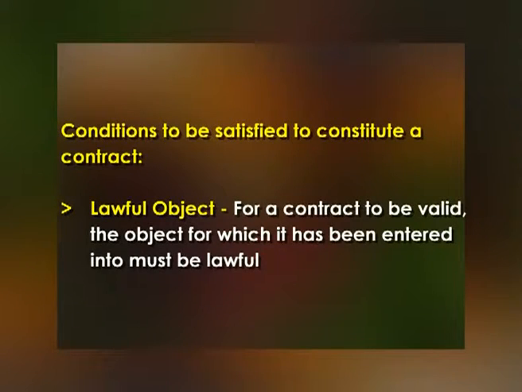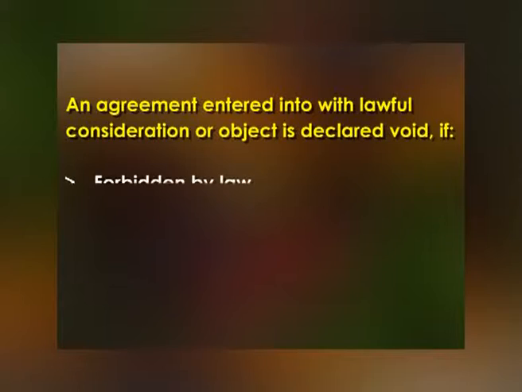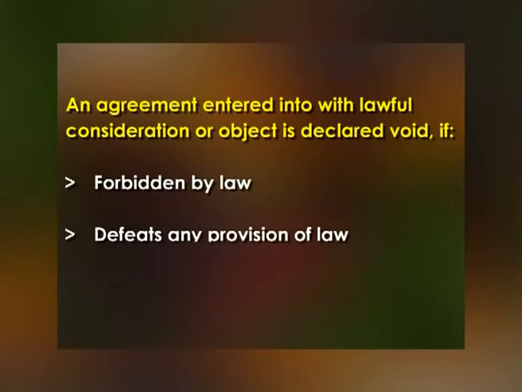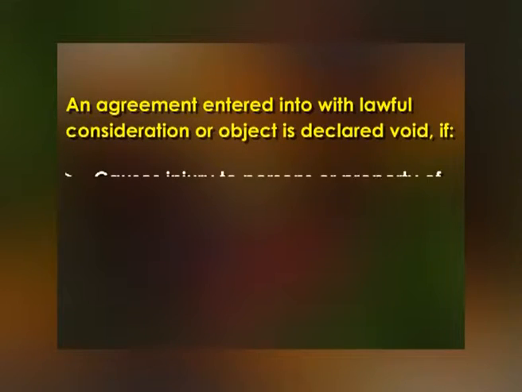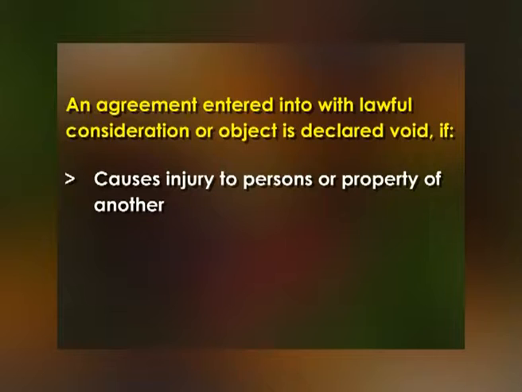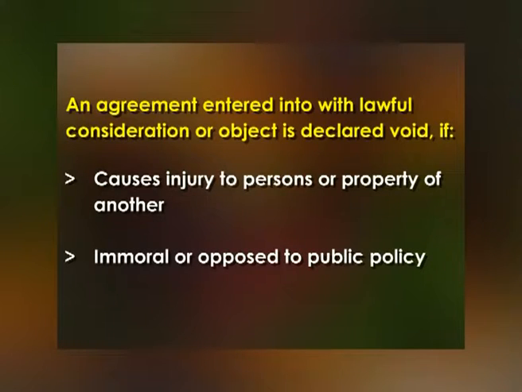Seventh is lawful object. For a contract to be valid, the object for which it has been entered into must be lawful. According to Section 23 of the Indian Contract Act 1872, an agreement entered into with lawful consideration or object is declared void if it is forbidden by law, defeats any provision of law, or is fraudulent, if it causes injury to persons or property of another, if it is immoral or opposed to public policy.